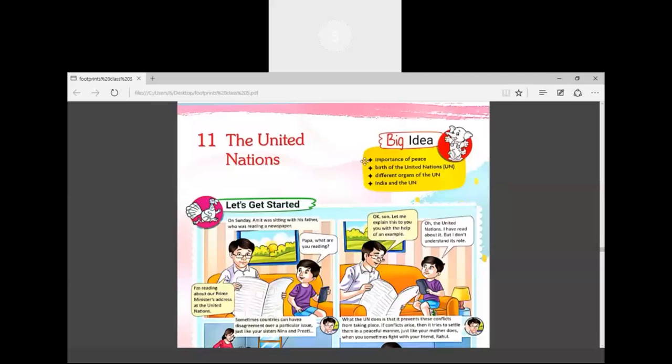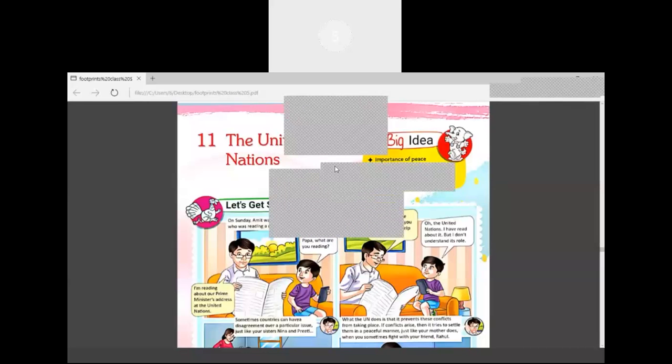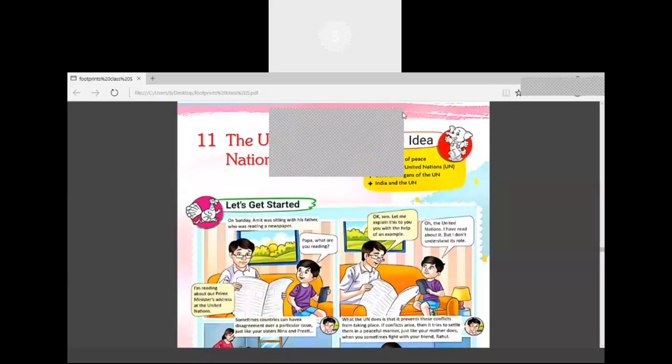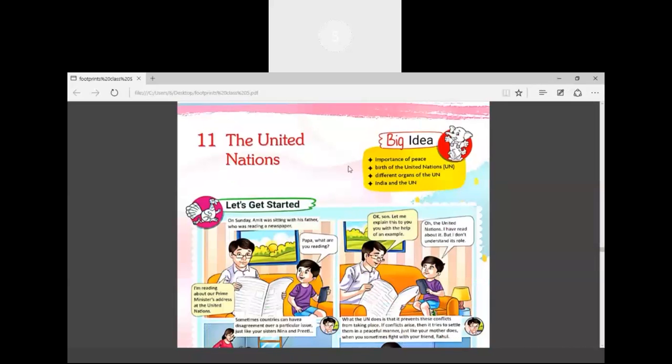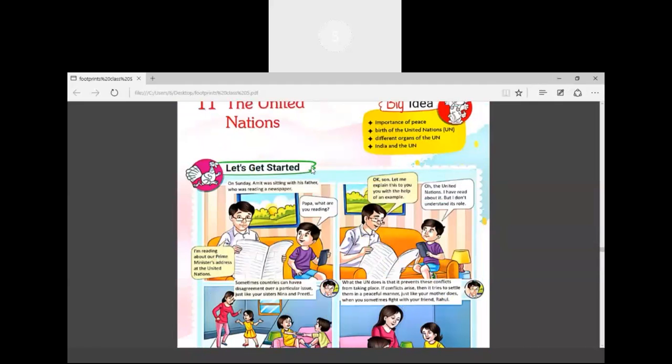Going to start your new chapter, the United Nations. So United Nations is what you'll get to know in this chapter. What is United Nations? The short form we can use is UN. To maintain the peace throughout the world, this United Nations concept came into existence.